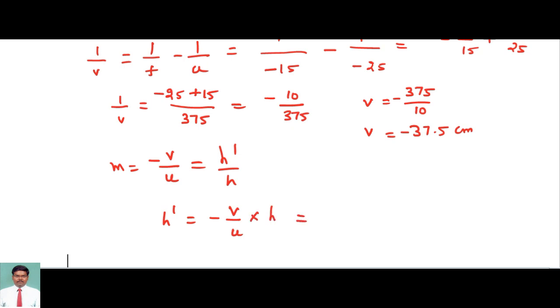So the height from the problem, it is given that the object height is equal to 4 centimeter. So h prime is equal to minus v, minus 37.5, that is divided by u value, that will be minus 25, into height, which is equal to 4. On solving, we get minus 6 centimeter. So the value of h prime, that will be 6 centimeter.